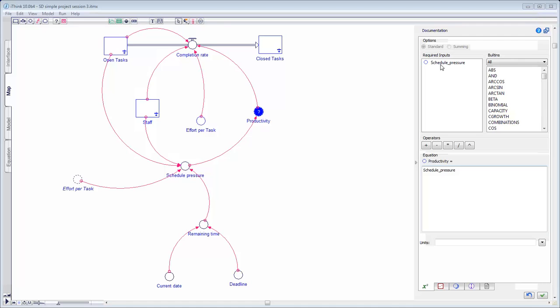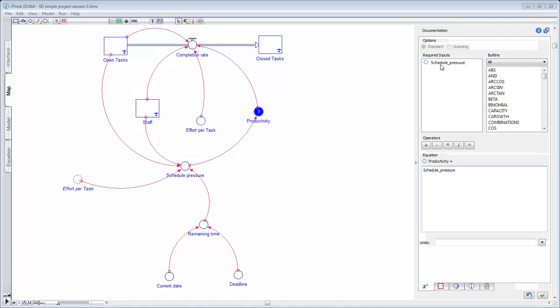As it stands, productivity is defined to be equal to schedule pressure. But our discussion in the introductory tutorial shows that the relationship between the two is actually more complex. Next, we're going to put a graphical function to define how productivity increases with regard to schedule pressure.